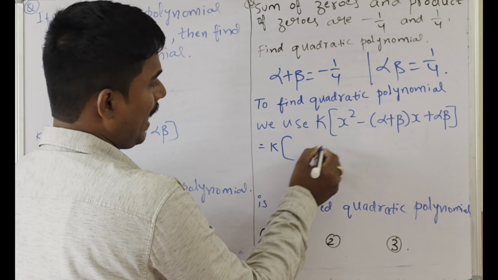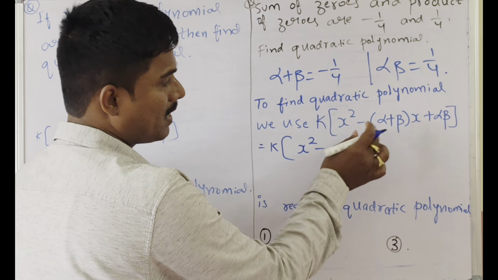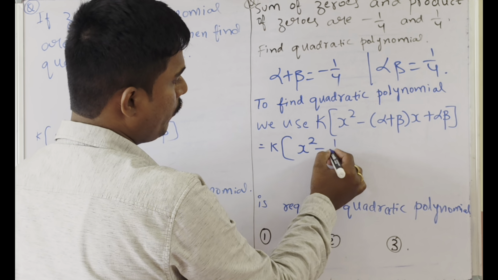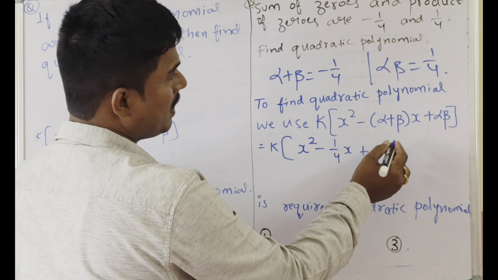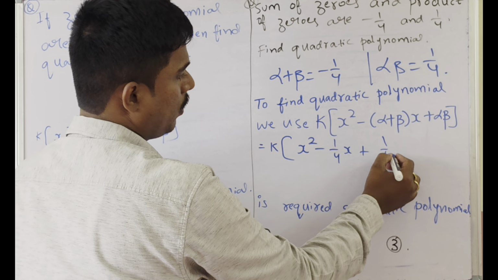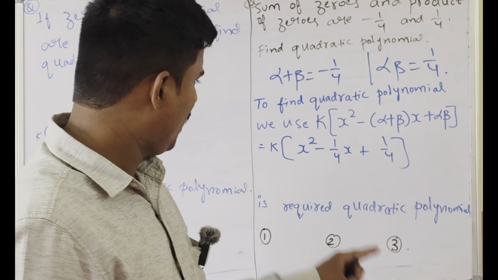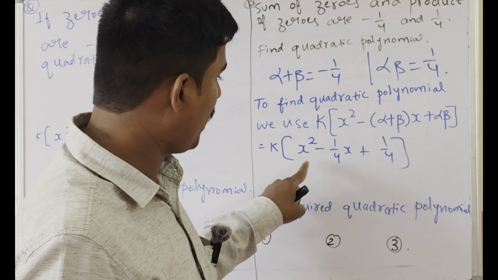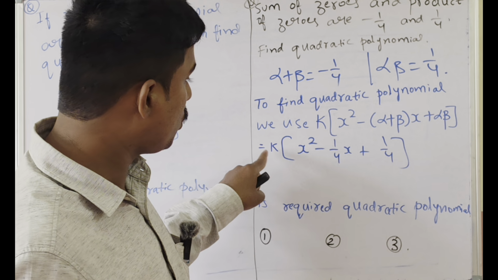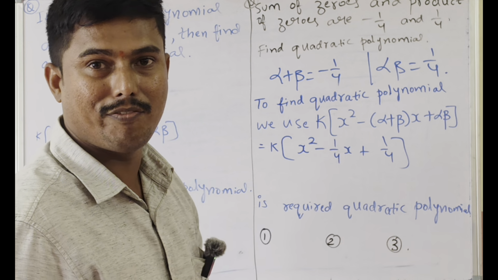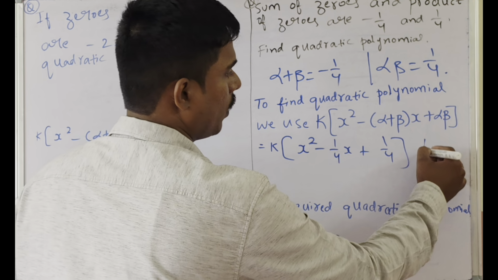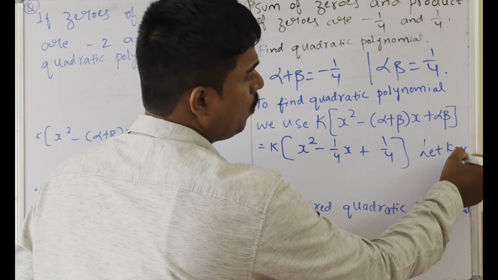What is k? x square as it is, minus alpha plus beta, what is it? 1 by 4 x, plus alpha into beta, what is it? 1 by 4. If you see here, there is no denominator here, whereas here there is 4. So k should take this value so that this 4 will be nullified. So let k equal 4.